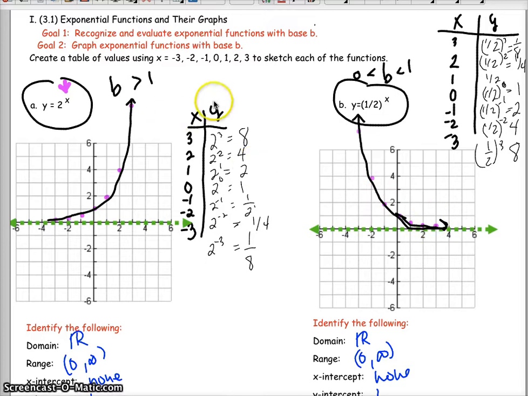And I want you to think of these two functions as the parent functions for exponential. A horizontal asymptote along the x-axis, a y-intercept of 1, and increasing to the right if the base is greater than 1, and decreasing to the right if the base is between 0 and 1.